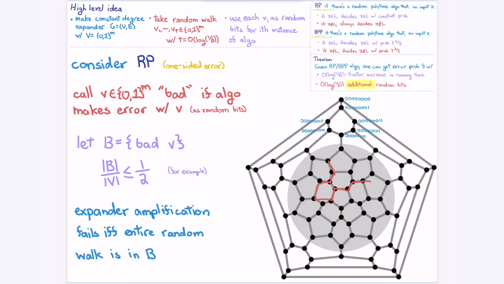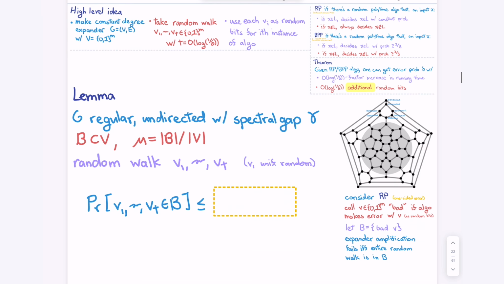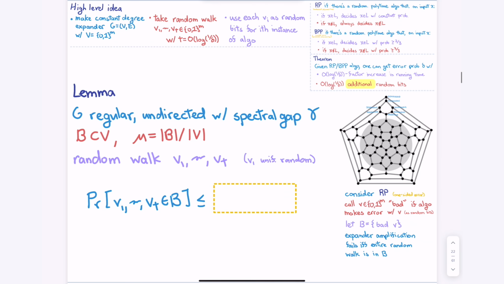So intuitively, why are you hoping that you won't fail? Looking at the word expander, an expander says, look at any possible set, you have a high conductance cut. You're really hoping to be able to leave, and you should be able to escape any set, including this bad set.